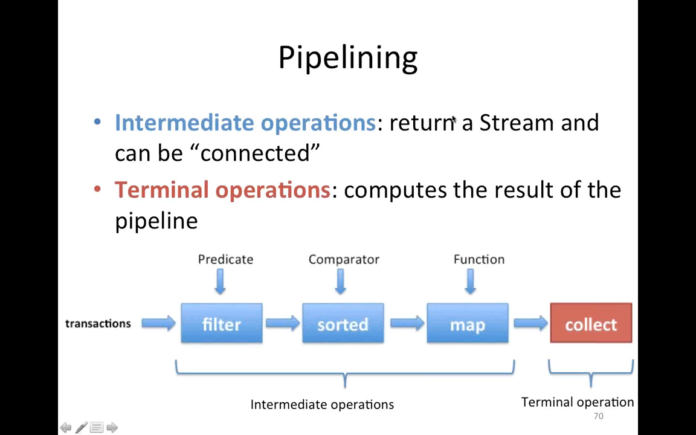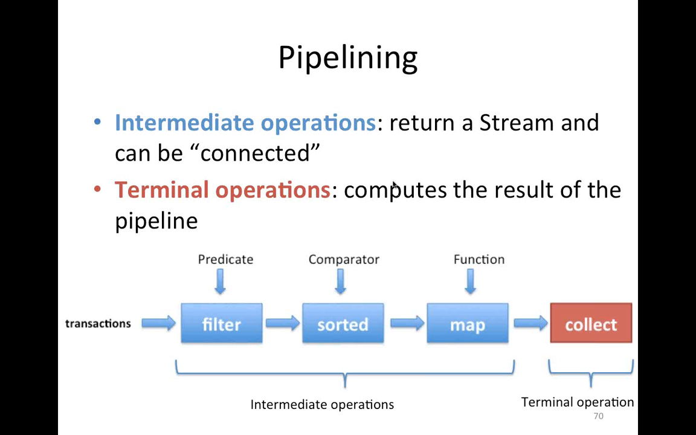So let's illustrate those two ideas. Pipelining works like this. There are two types of operations that a stream provides. Intermediate operations, which can be connected together, such as filter, sorted, and map, in the example that I've shown and illustrated below. And finally, terminal operations.